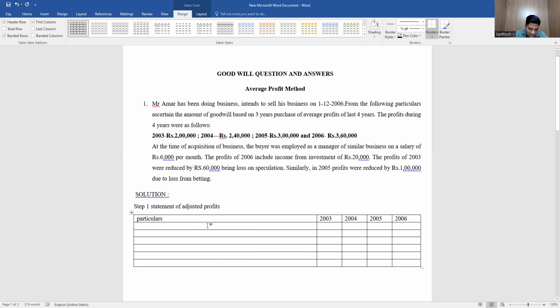So here you can see the particulars one by one. The profits were given in the question. For 2003, it is 2 lakh rupees, so in the amount column you write 2 lakh. In 2004 it is 2,40,000. In 2005 it is 3 lakh, and in 2006 it is 3,60,000. Then after the profit, we have less: remuneration to proprietor.